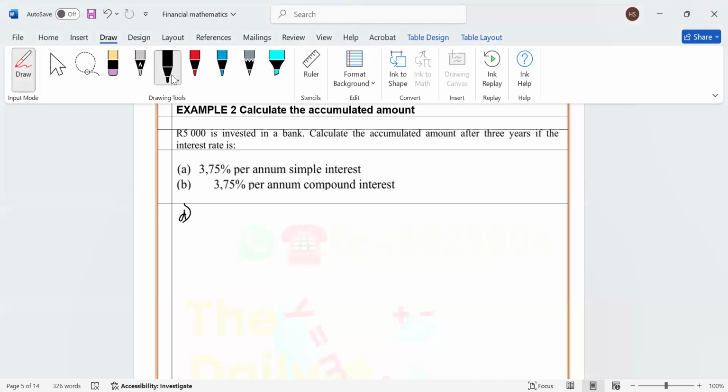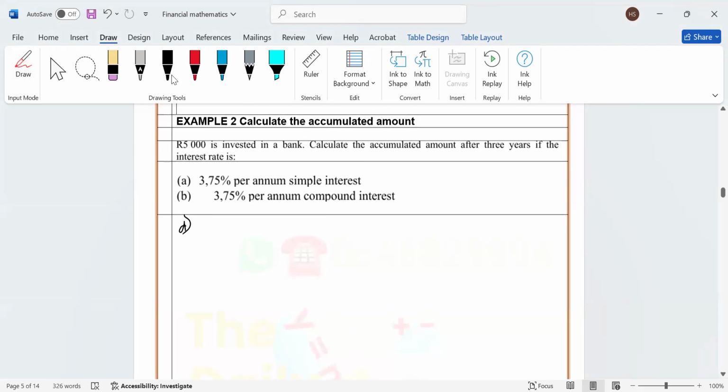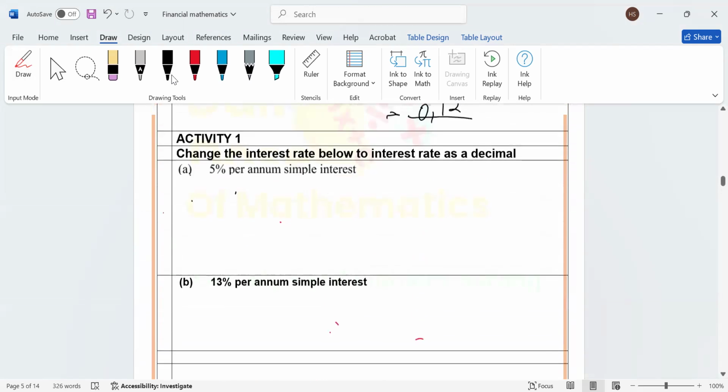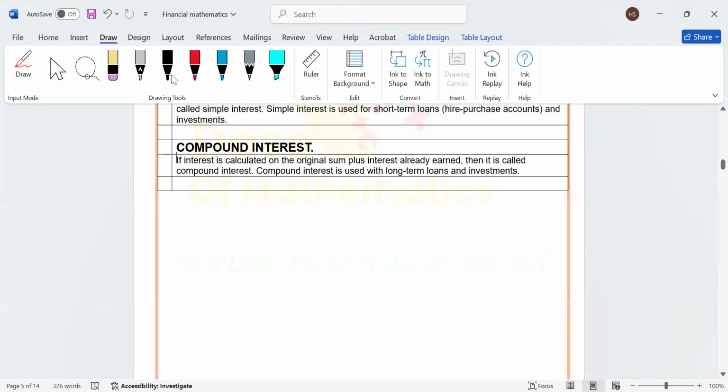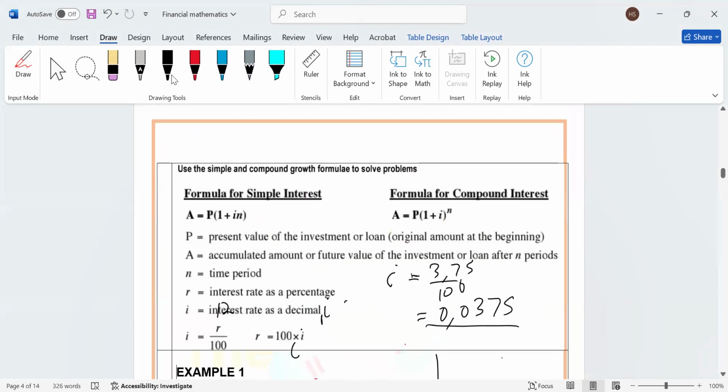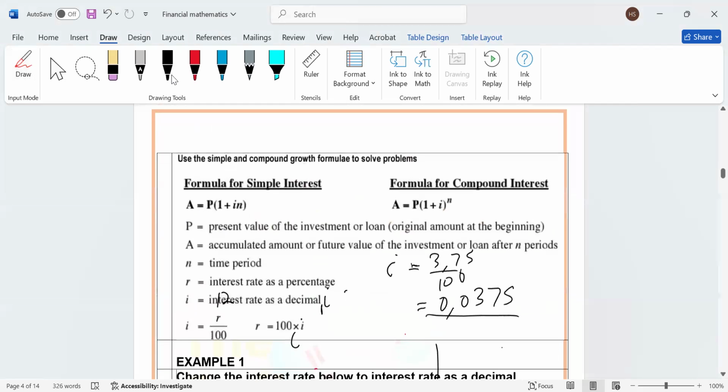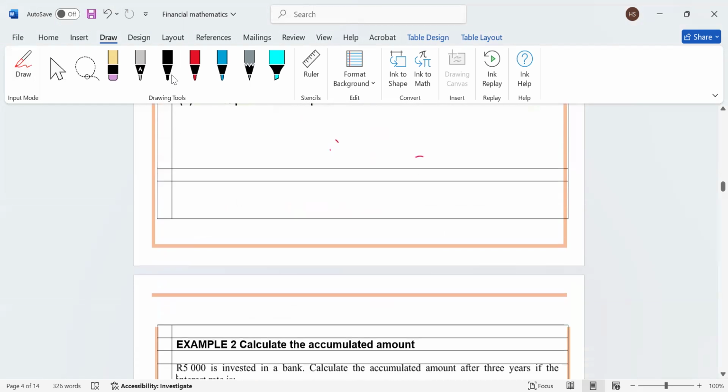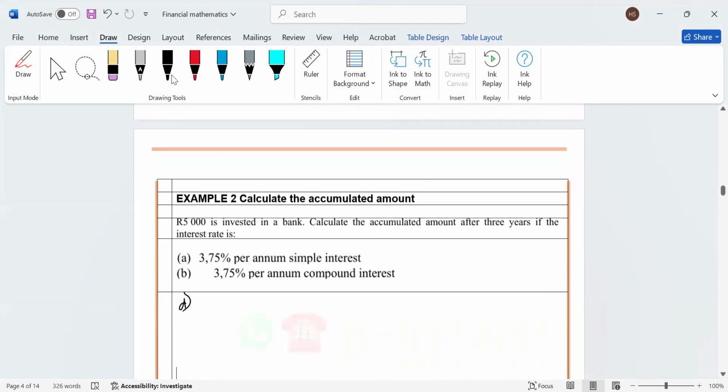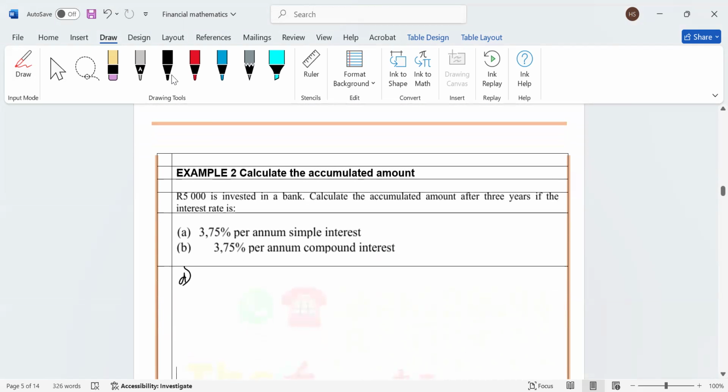Now, with number A, how are we going to approach number A? We are going to check what is the formula that we are going to use. A equals P open bracket 1 plus i. So let's go and do this. It's best if we put this in a timeline so that we understand what's happening.